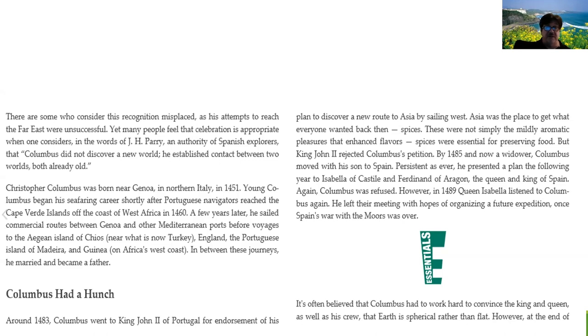Around 1483, Columbus went to King John II of Portugal for endorsement of his plan to discover a new route to Asia by sailing west. So you see here, he wanted to take a new route. He thought maybe it could be a shortcut sailing to Asia. There was a big word there, endorsement. That's a high-level word for when someone, usually a government agency, and like this was the king, gives you the okay, gives you the permission to do something, right? Which also means he needs money to do it. He doesn't have the money himself. But the glory will go to King John II of Portugal if Christopher Columbus is successful.